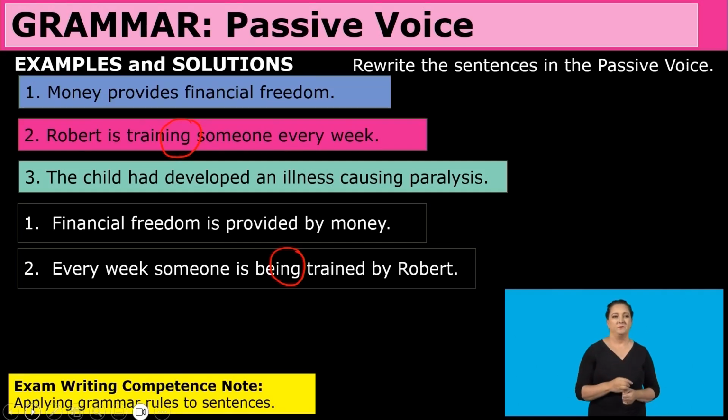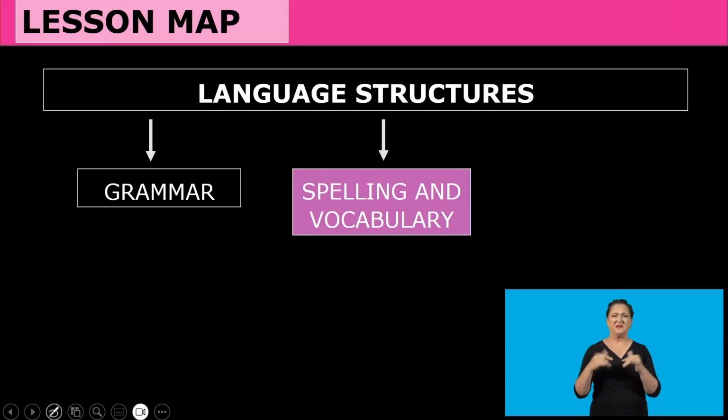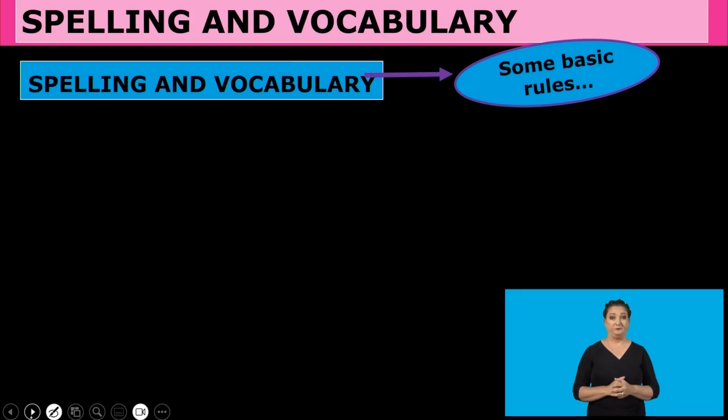Sentence number 3, the child had developed an illness causing paralysis. An illness causing paralysis had been developed. See how constant my verb stays in my passive voice. All right. Now, when we move on, we're going to look at spelling and vocabulary rules for this segment of the lesson. And let's look at some basic rules.